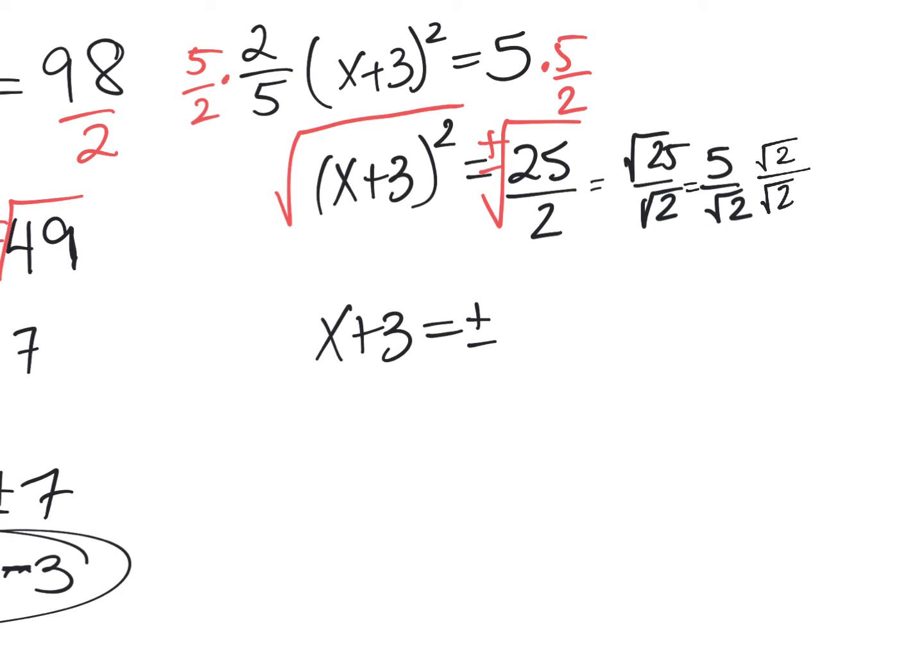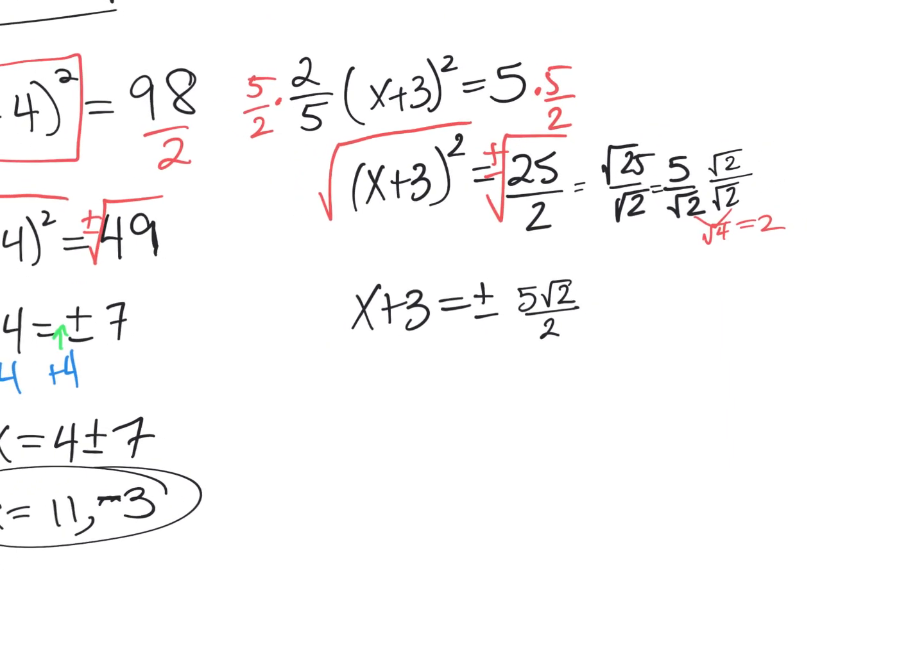And we end up with 5 square root 2 over 2, right? Because the square root 2 times square root 2 is the square root of 4, which equals 2. And the 5 is not under a radical, so I can't combine it with the 2. I can just put it in front of the radical. Now we can subtract the 3, and we're going to subtract it in front of the plus or minus. x equals negative 3 plus or minus 5 square root 2 over 2.